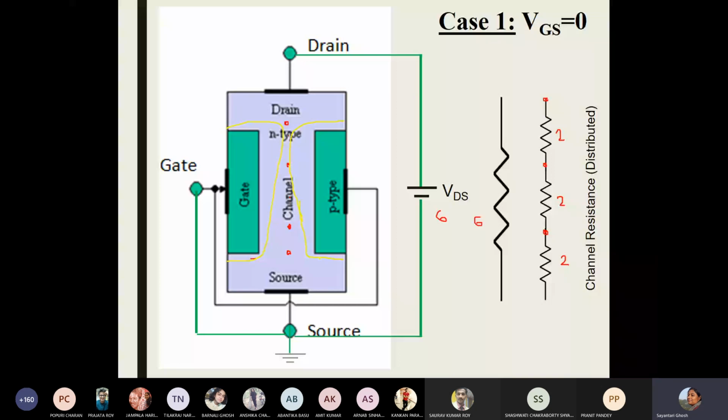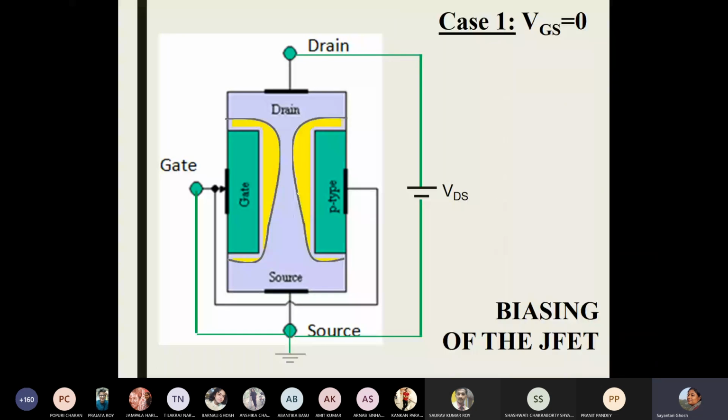But the main point here to understand is the asymmetric shape of the depletion region. So are we clear about that? That we will have a shape like this. The depletion region, the yellow region, will not be symmetric. It will be something like this, where the depletion region is very thin near the source terminal, but quite large in width near the drain terminal, because of this constant drop of voltage throughout the channel.